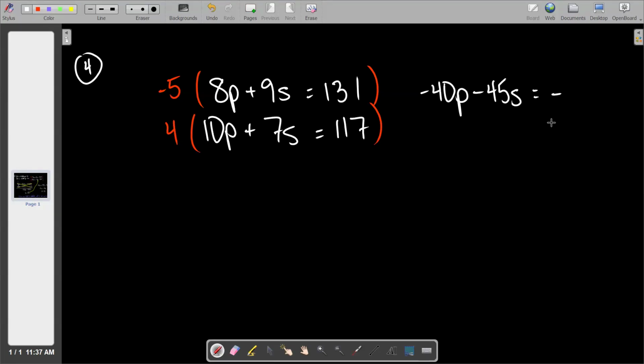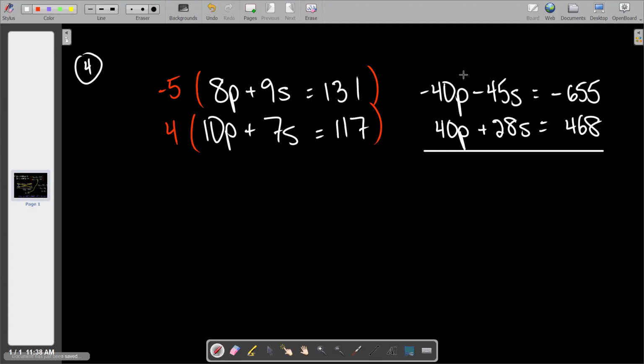That's what my calculator got. What's 5 times 13? I think that's 65. So that would be negative 655. I thought you said 665. Oh, okay. Do you have a 6 there? Oh my gosh, I just wrote it wrong. And then the bottom equation should be 40p plus 28s equals 468. That's a good one. And then we're ready to add them together.